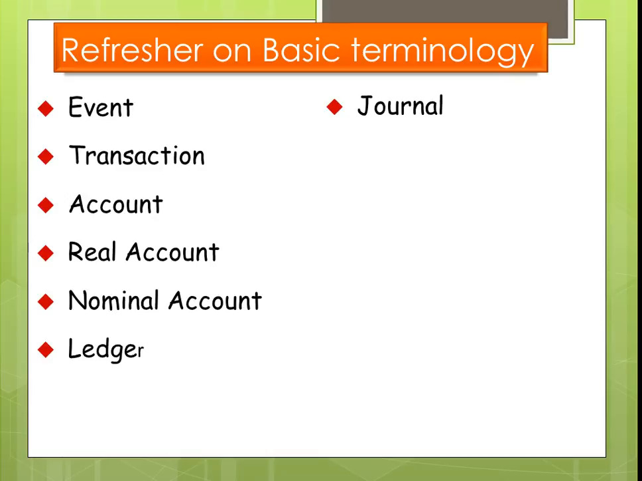A journal is the original entry. It's chronological by date, and it shows both sides of the entry, and it should reference any document or source document as a basis for that journal entry. Once we make a journal entry, we then post that information to the individual accounts in the general ledger. We journalize in the general journal.